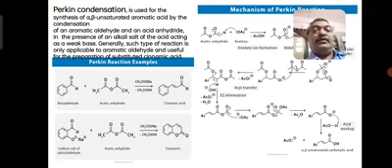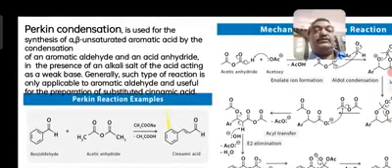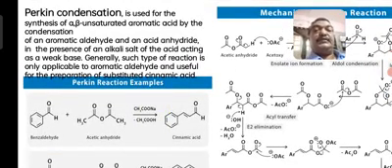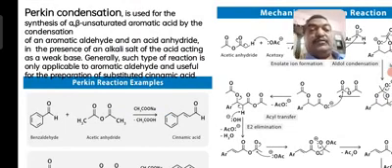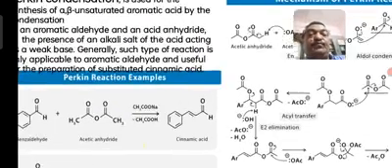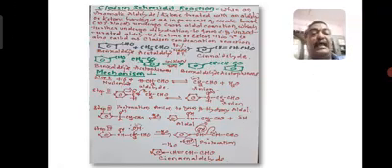Here this reaction is nothing but the Perkin condensation. What is this Perkin condensation? When benzaldehyde is allowed to react with acetic anhydride.